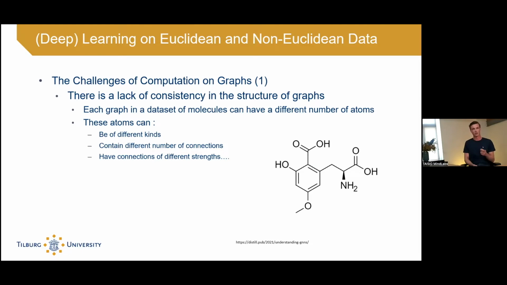So there's this lack of consistency in the data. And if you would look at data sets of images, you will find that most of them have all the same dimensionality, in the sense that all the pictures have a 500 by 500 pixel width. So here this would not hold.